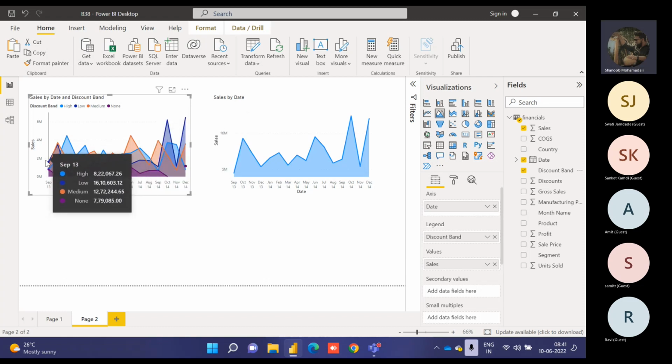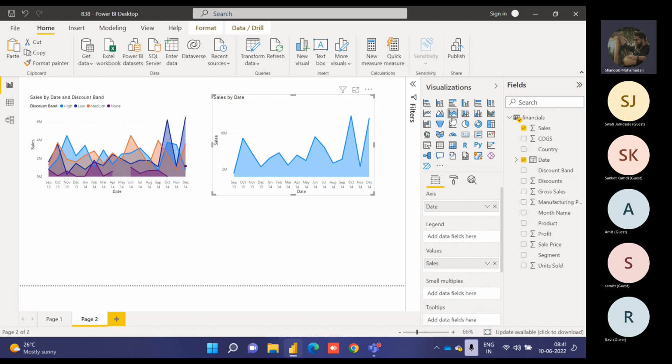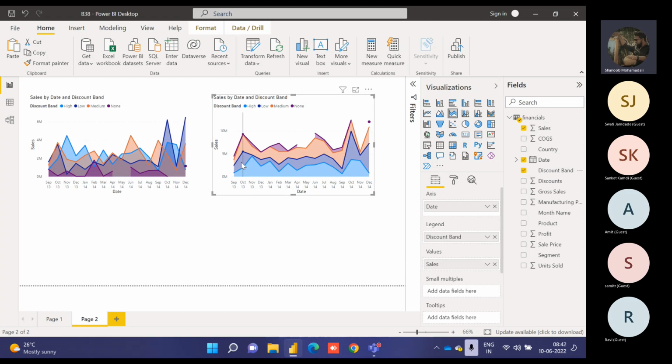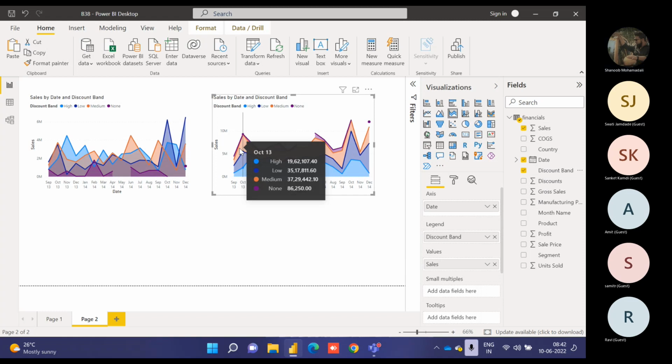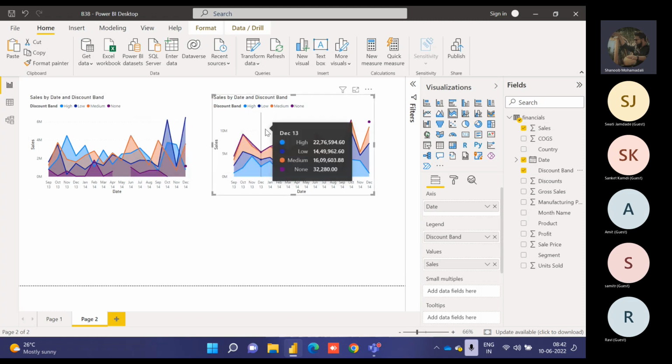If you are using the normal area chart, it is combined together, so it has the common axis. Each of the discount bands would share the common axis. But if you have a stacked area chart, which is this, and you use discount band, what will happen? It will be placed one above the other. We are aware of stacked charts already, so that is what we will be able to see or use. That's the only difference between the two.